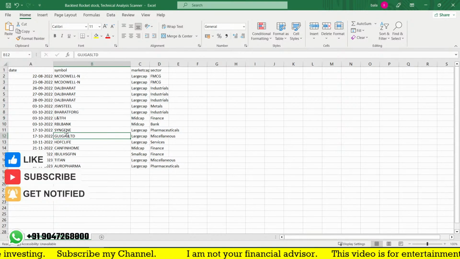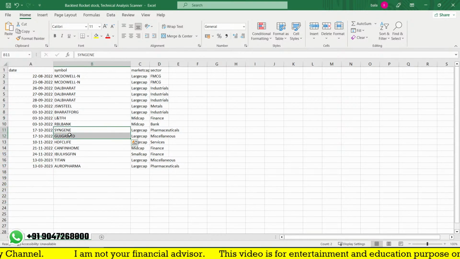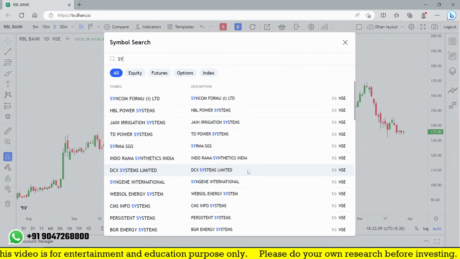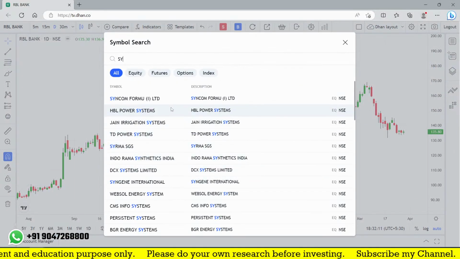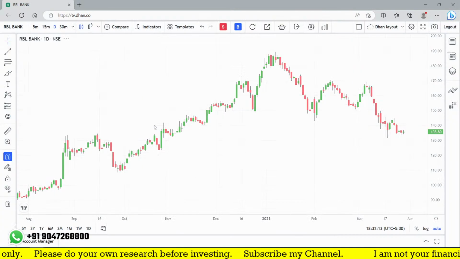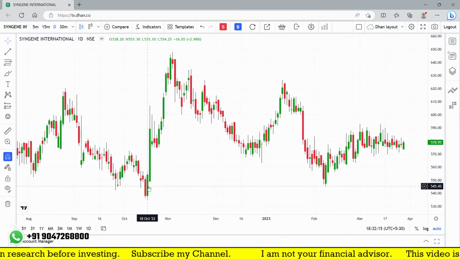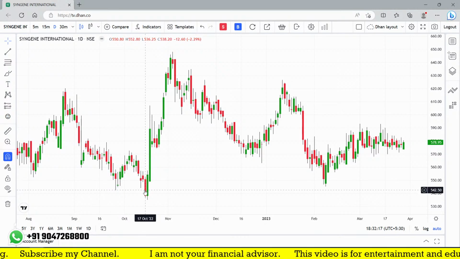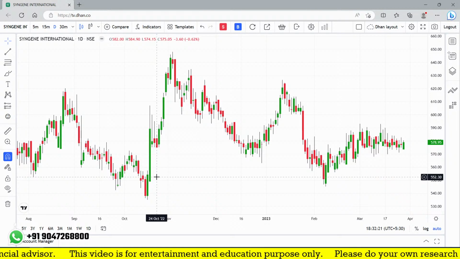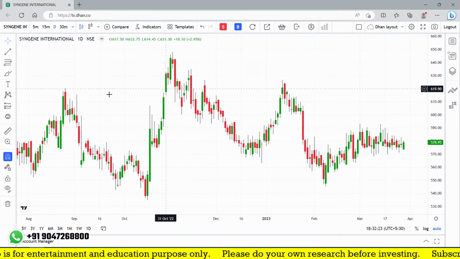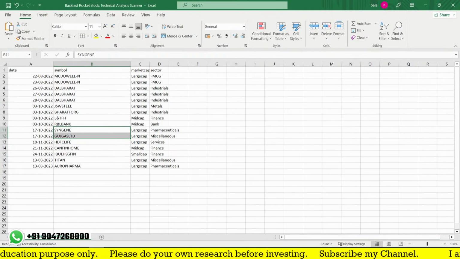Then on 17th October, 2 stocks, Gujarat Gas and Sun International, on 17th October. It should not be intraday, okay? After this, the price went from 552 up to 664. I hope one or two examples are good enough, right?